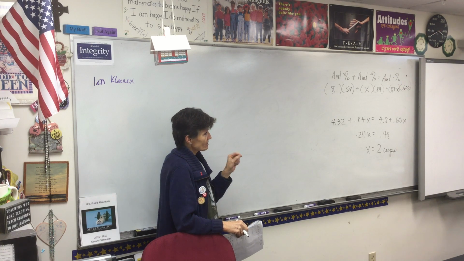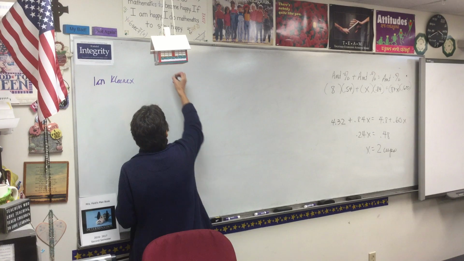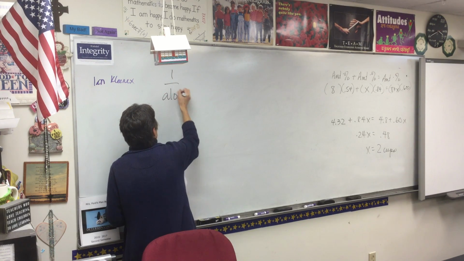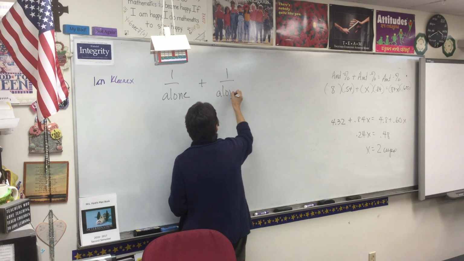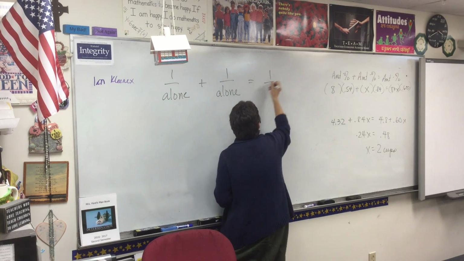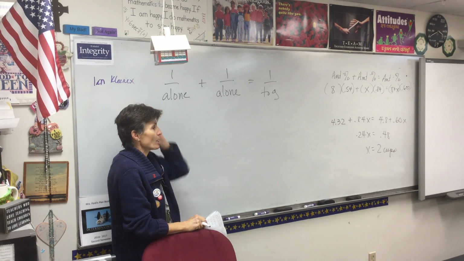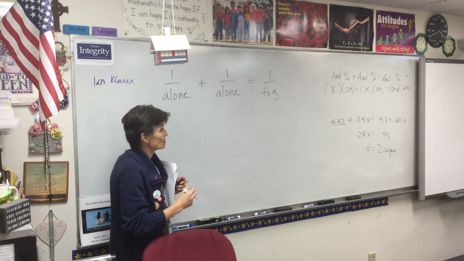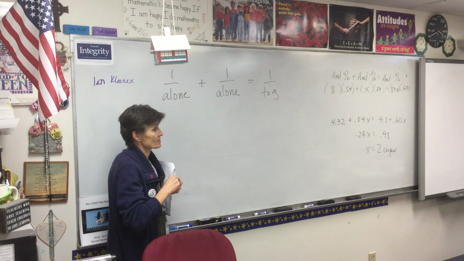All right, so here's how this is going to be set up. Are you ready? You enthusiastic balls of fire. Here we go. Our formula says 1 over the first guy alone plus 1 over the second guy alone is 1 over together. This is the general formula you're going to use every time you do one of these work problems.